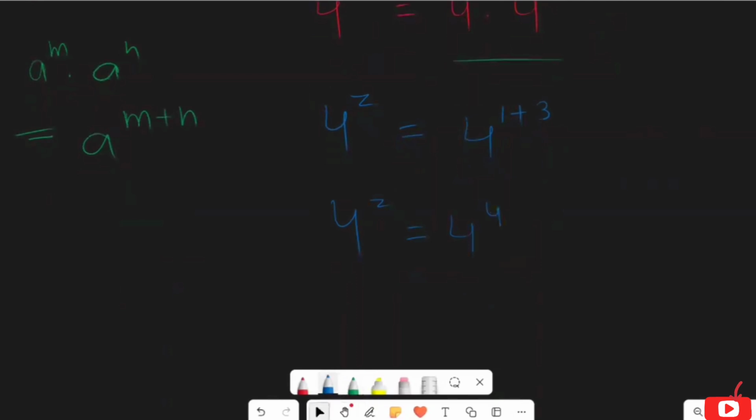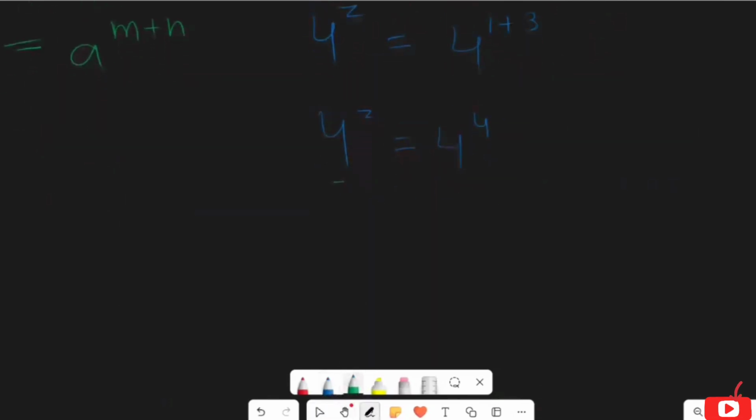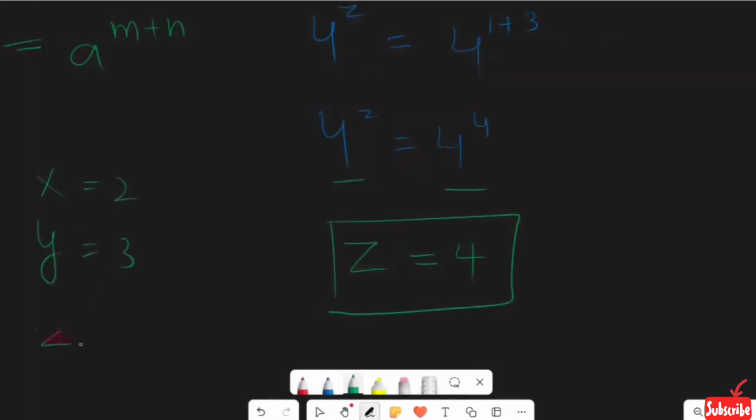Now we have the same bases again, so we are going to equate the powers: z is equal to 4. So this is our z value. The x value we have is 2, the y value is 3, and z is 4. So this is our final answer.